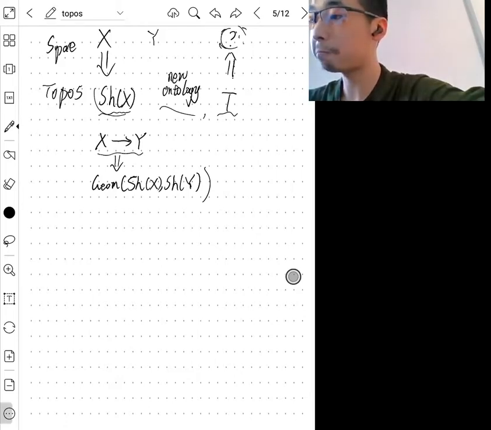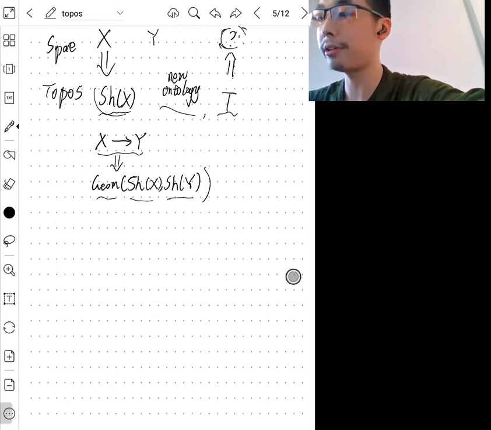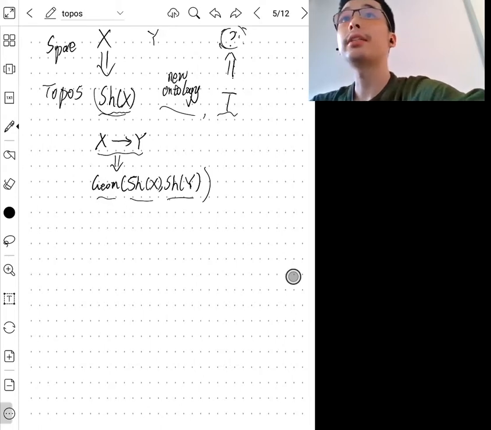Like we consider the continuous map between two spaces, we consider the geometric morphism between two topoi. So that means we can transfer all these ideas, like the properties of the map, to properties of the geometric morphism, and so on. So that's the first part, from sheaf theory to topos. Any question? Please ask.